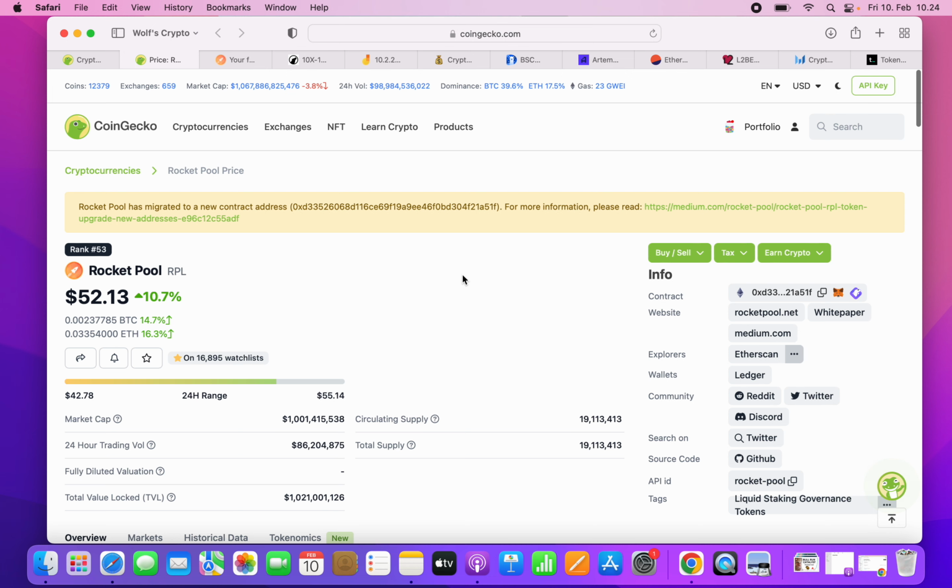And by the way, there's the Shanghai update, which could be very bullish for these types of projects. That's happening in March, so look out for that.